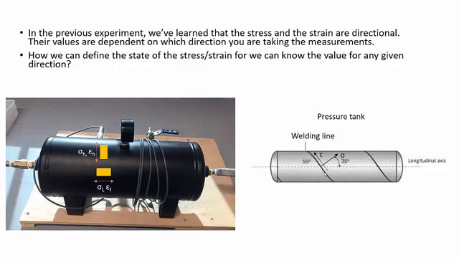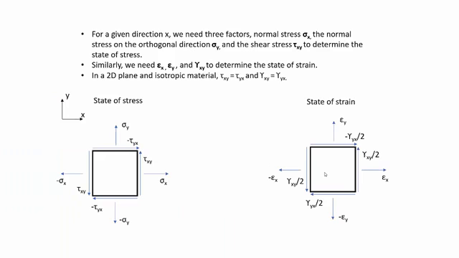Okay, the question is how we can calculate the value of stress or strain at any orientation we want. So to do that, we need first to define the state of stress or state of strain. They both share a lot of similarity. Here, for example, to determine the state of stress, we need to have a defined orientation that is x. So on this x, we draw a rectangular member, and we need to know three variables.